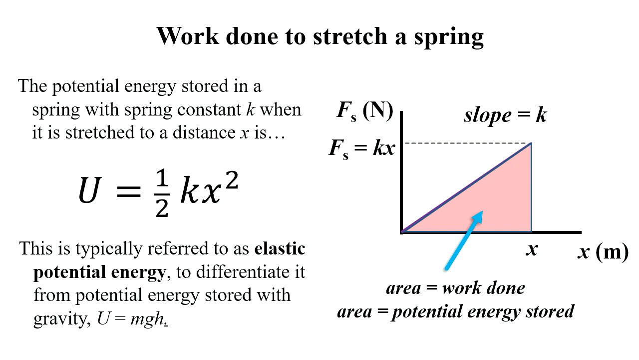So its area is 1/2 kx squared, and that's where we get this formula. The potential energy stored in a spring with a spring constant k when it is stretched to a distance x is U equals 1/2 kx squared. This is typically referred to as elastic potential energy to differentiate it from potential energy stored with gravity, which, as we all know, is U equals mgh. Make sure you memorize Hooke's law and this formula.